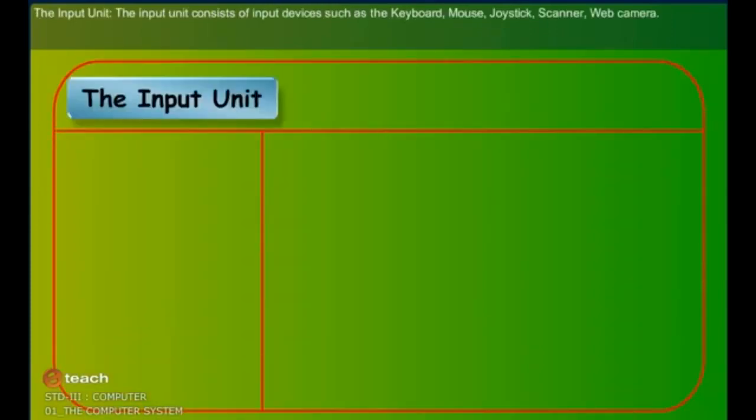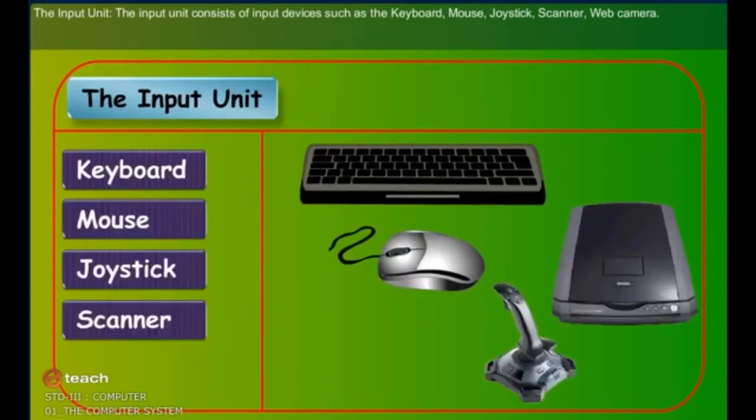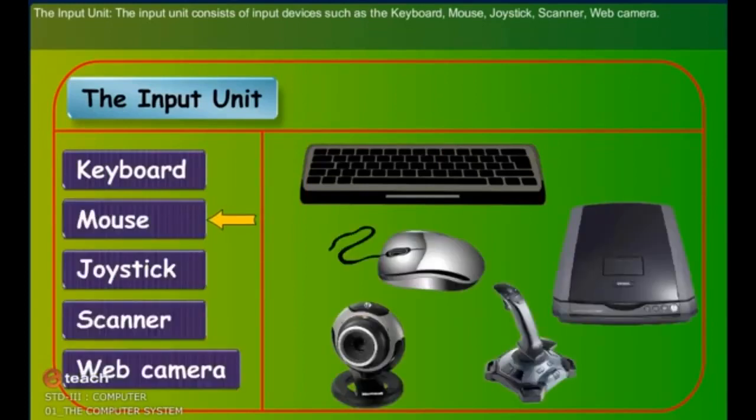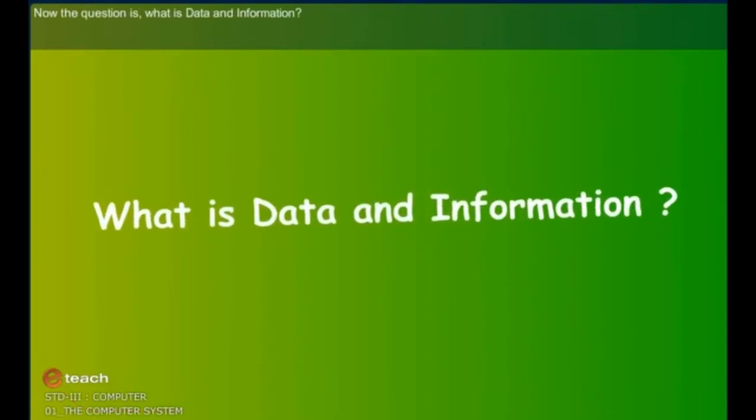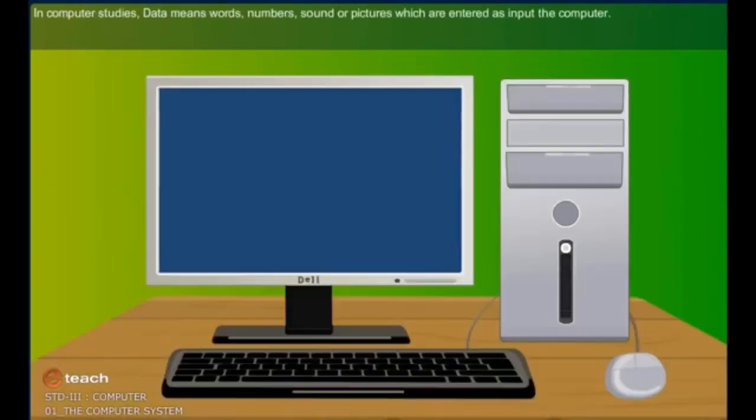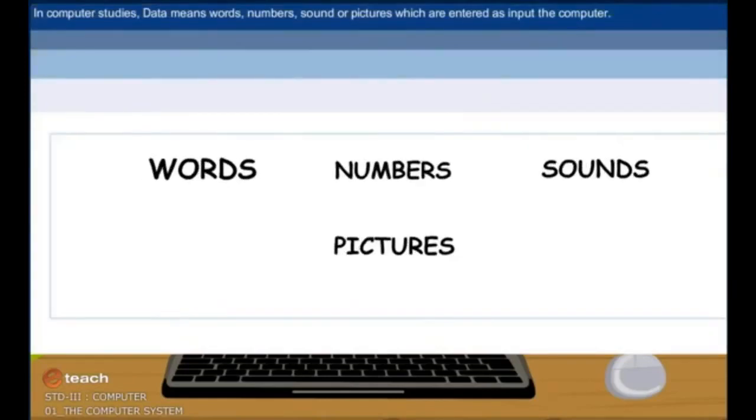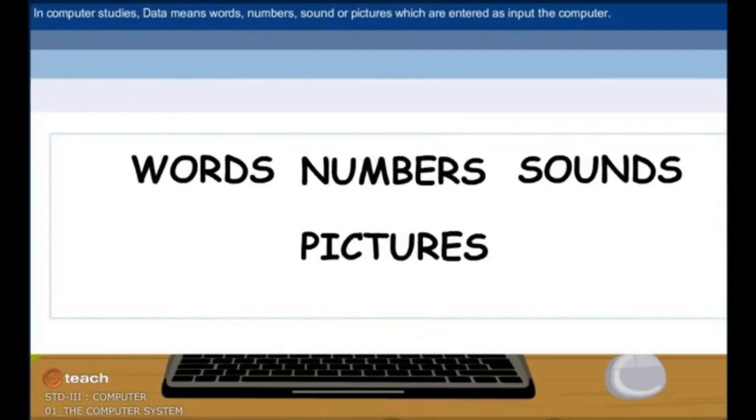The input unit. The input unit consists of input devices such as the keyboard, mouse, joystick, scanner, web camera. The input devices give data and instructions to the computer system. Now the question is, what is the data and information? In computer studies, data means words, numbers, sounds or pictures which are entered as input in the computer.